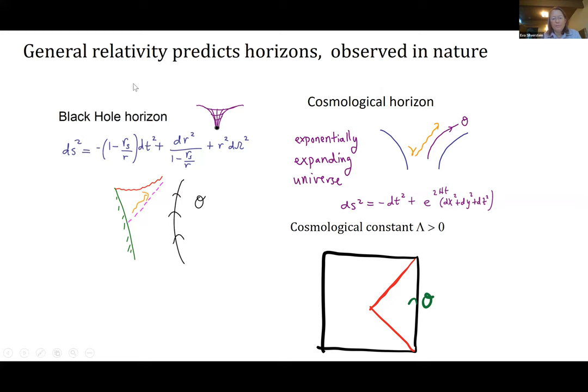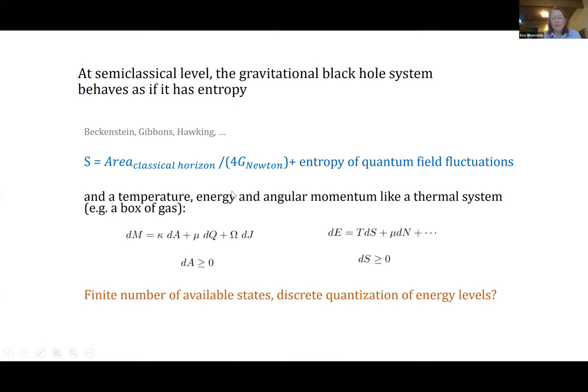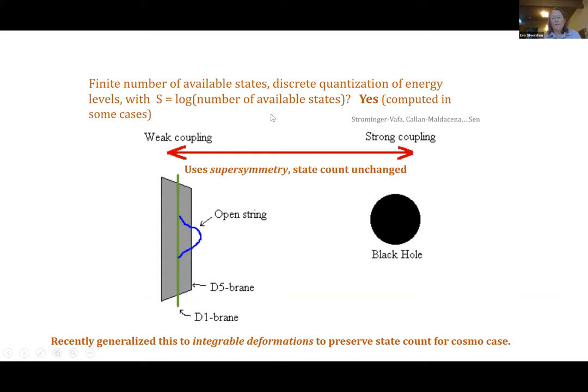The black hole case, going back to the 70s, it was understood that there's this interesting connection to thermodynamics between the black hole dynamics and thermodynamics, which suggested maybe a statistical interpretation, which would entail there being a finite number of available states, and in particular, discrete quantization of the levels. And this is still in progress in the most general case, but for super special black holes, meaning highly supersymmetric ones, one of the successes of string theory was to achieve such a count.